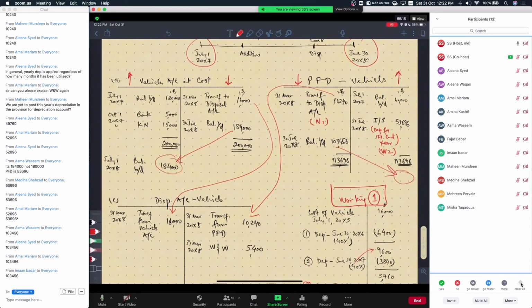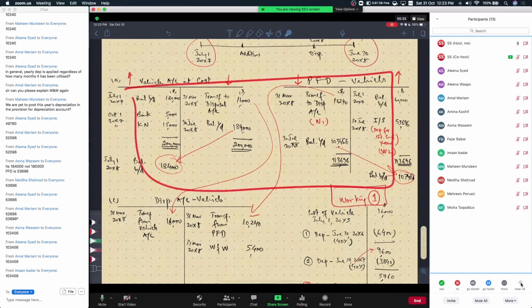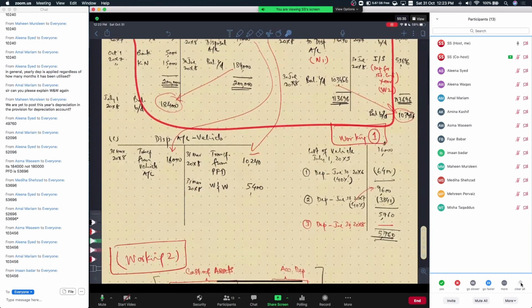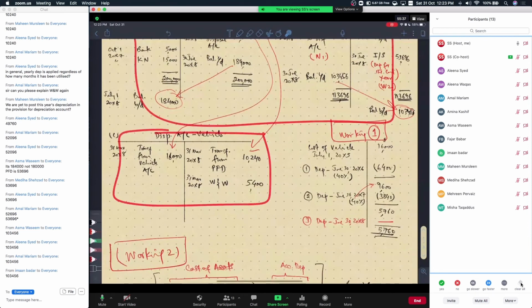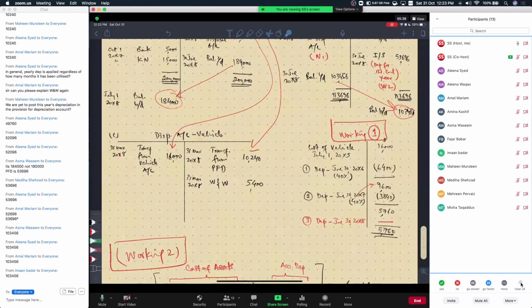the other permanent account, vehicles account, right? We'll show it as balance brought down here, right? Balance brought down 103456. So these two accounts are done. Our permanent accounts are done. Now coming to the temporary account, which was created for a purpose, and the purpose was to calculate profit or loss on disposal. So this account, when balanced, is not going to have a balance carried down.